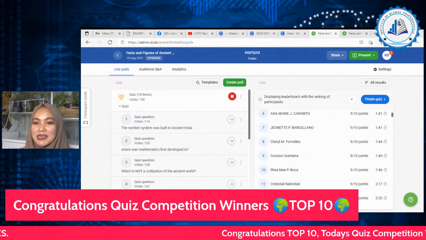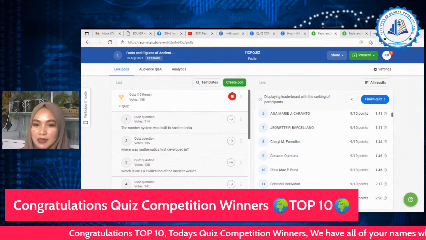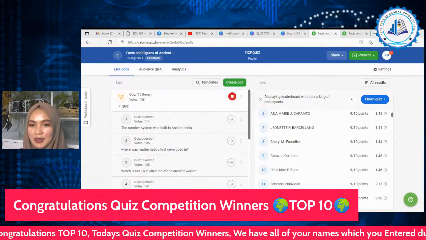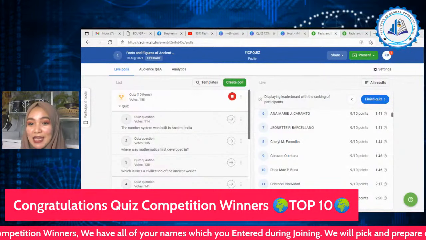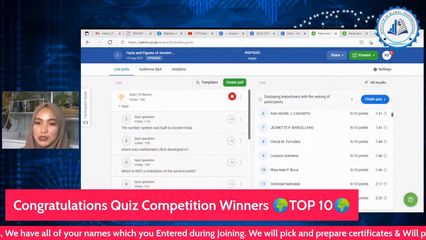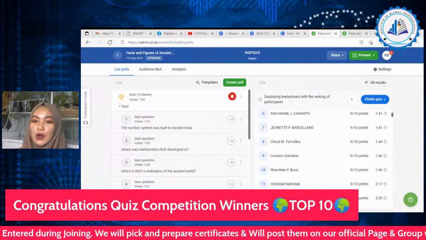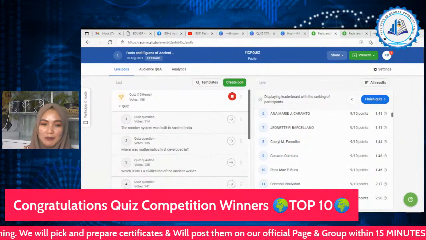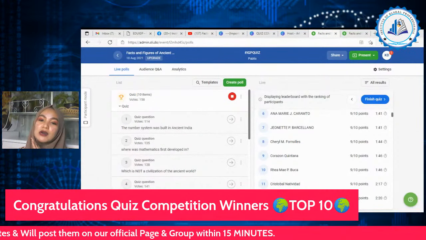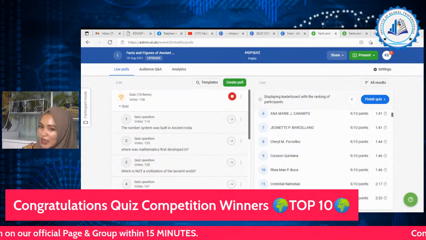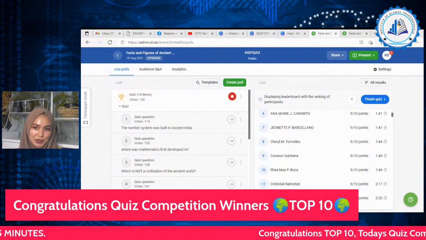So top six is Miss Anna Marie J. Caramto. Top seven is Hyonet P. Barceliano. The top eight is Cheryl M. Fornales. Our top nine is Corazon Quintana. And our top 10 is Rhea May P. Buca. Congratulations, everyone. Okay, so you will be going to have your certificate for winning this competition.